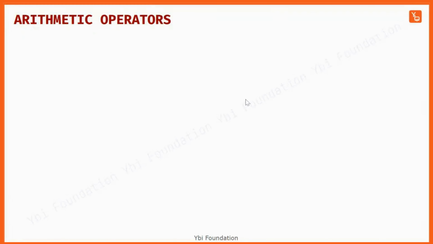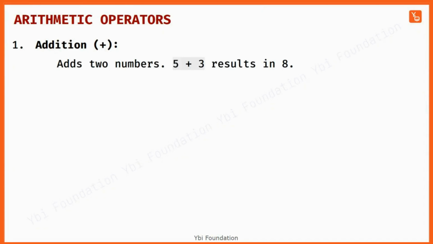Now let's understand arithmetic operators. The first one is the addition or the summation. This addition operator, represented by a plus sign, adds two numbers. Say for example, we want to add 5 plus 3 and the output will be 8.